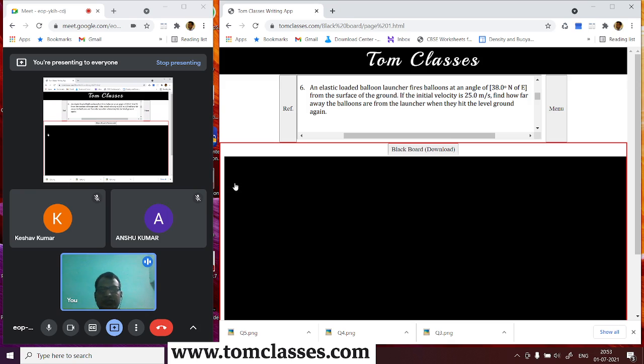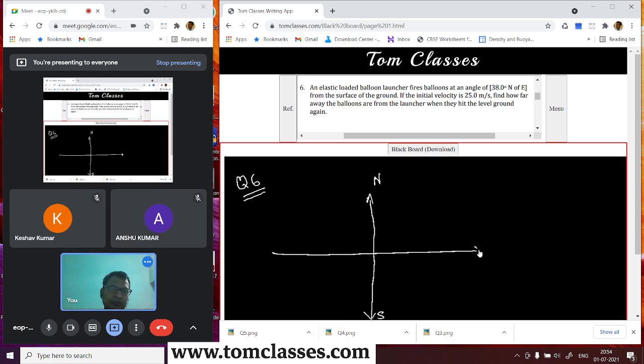So what is given? This is question number 6. An elastic loaded balloon launcher fires balloons at an angle. So there is a balloon launcher actually, right? At an angle of north of east. So if I draw my coordinates, say this is north, and let this be south, and let this be my east, and let this be my west, right?